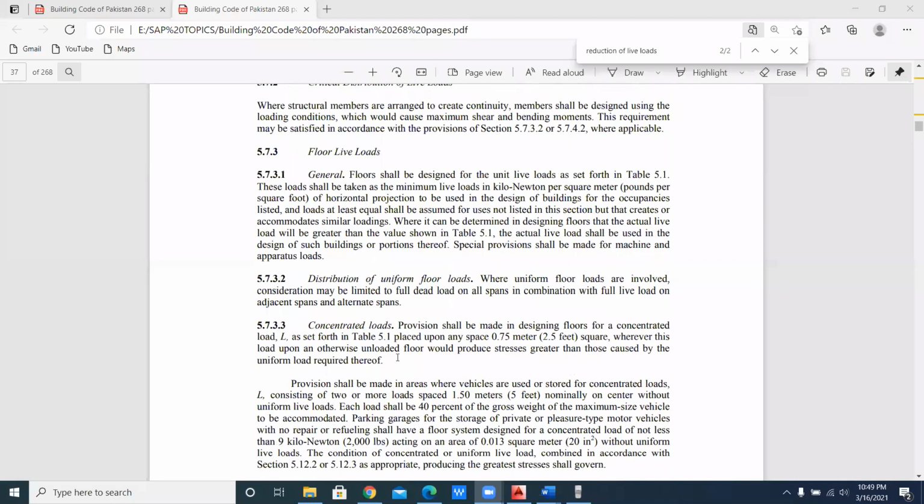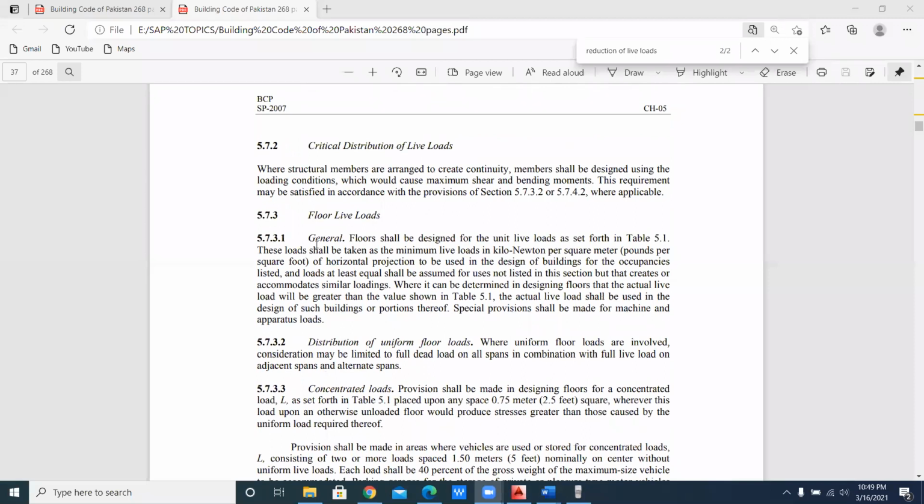So this one is given that floors shall be designed for the unit live load as set forth in Table 5.1. These loads shall be taken as minimum live loads, in kilonewton per square meter or pounds.